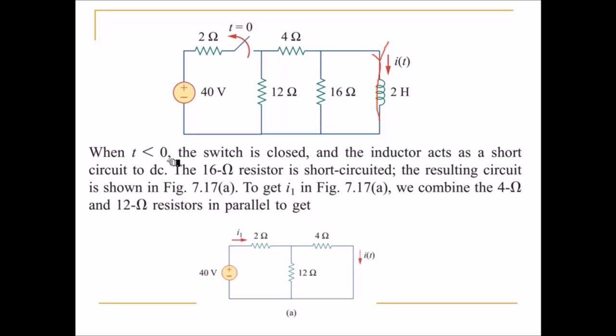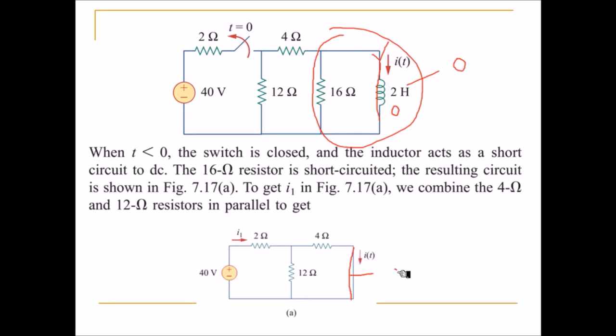So when t is less than 0, the switch is closed and the inductor acts as a short circuit to DC. You are seeing a short circuit in parallel with the 16 ohm resistor. The resistance of the short circuit is 0, so 0 in parallel with 16 ohm gives an equivalent resistance of 0. So you have a reduced circuit with 40 volt, 2 ohms, 12 ohms and 4 ohms.